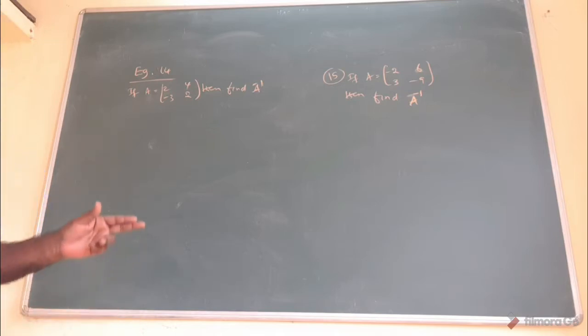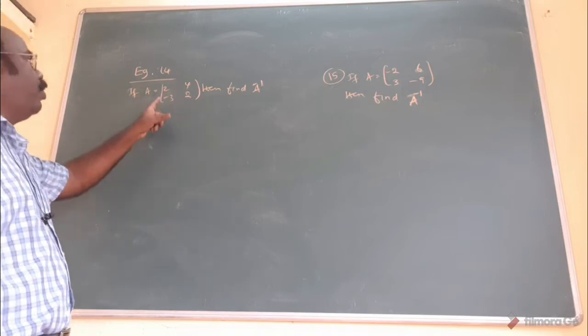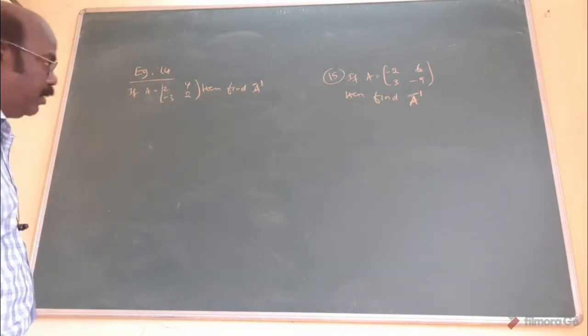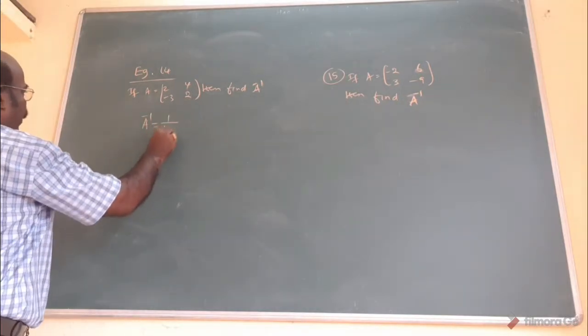Previous class, all the exercise problems are over. Now, the example problem. Example 14: if A equals the matrix 2, 4, minus 3, 2, then find A inverse. First write the problem. This is the problem.